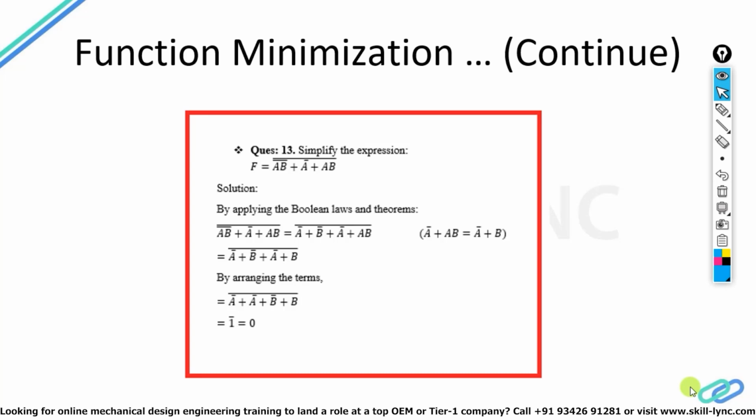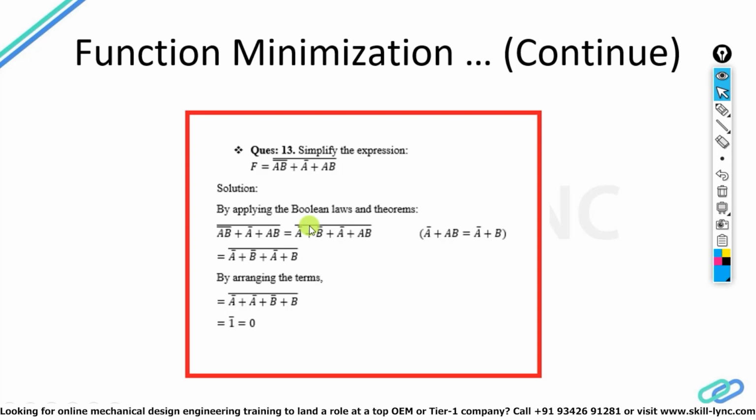The question says it's a Boolean expression f equal to (ab)bar plus (a(b)bar)bar. Whenever there is a complement form that is in bar form, first of all try to put De Morgan's theorem. De Morgan's theorem says (ab)bar is equal to a bar plus b bar. The same thing I have applied over here. It is a bar plus b bar plus (a bar plus ab)bar.